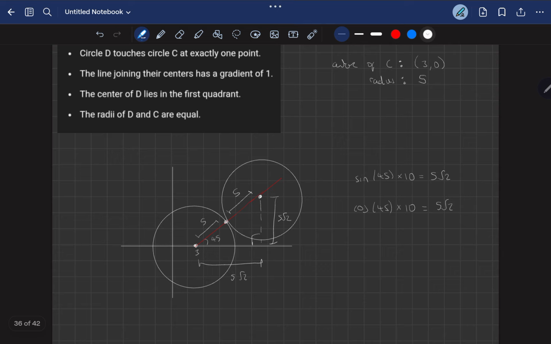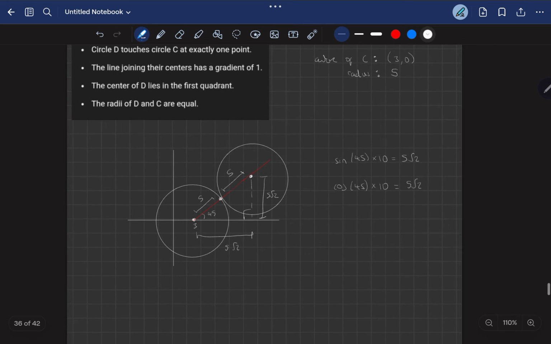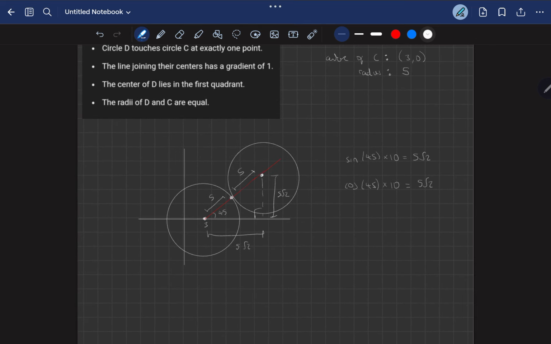Now, the total distance along the x is 3 plus 5 root 2 to get to the center of our circle D. So our x coordinate is 3 plus 5 root 2, and our y coordinate is just going to be 5 root 2.